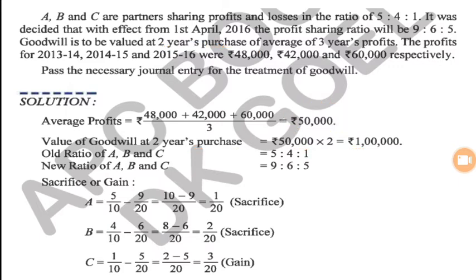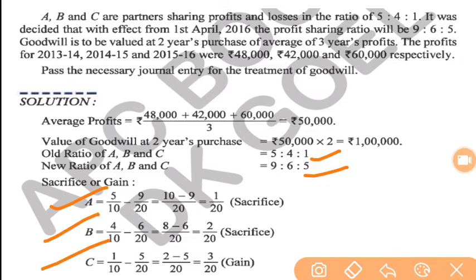Now we will calculate gaining and sacrificing ratio. Old ratio minus new ratio of A, B, C will be the gaining and sacrificing ratio. If the answer is positive, it will be sacrificing. If the answer is negative, it will be gaining ratio. So 5 by 10 minus 9 by 20, 4 by 10 minus 6 by 20, 1 by 10 minus 5 by 20. Now 1 by 20 will be the sacrificing ratio of A, 2 by 20 will be the sacrificing ratio of B, and C's gaining ratio will be 3 by 20.